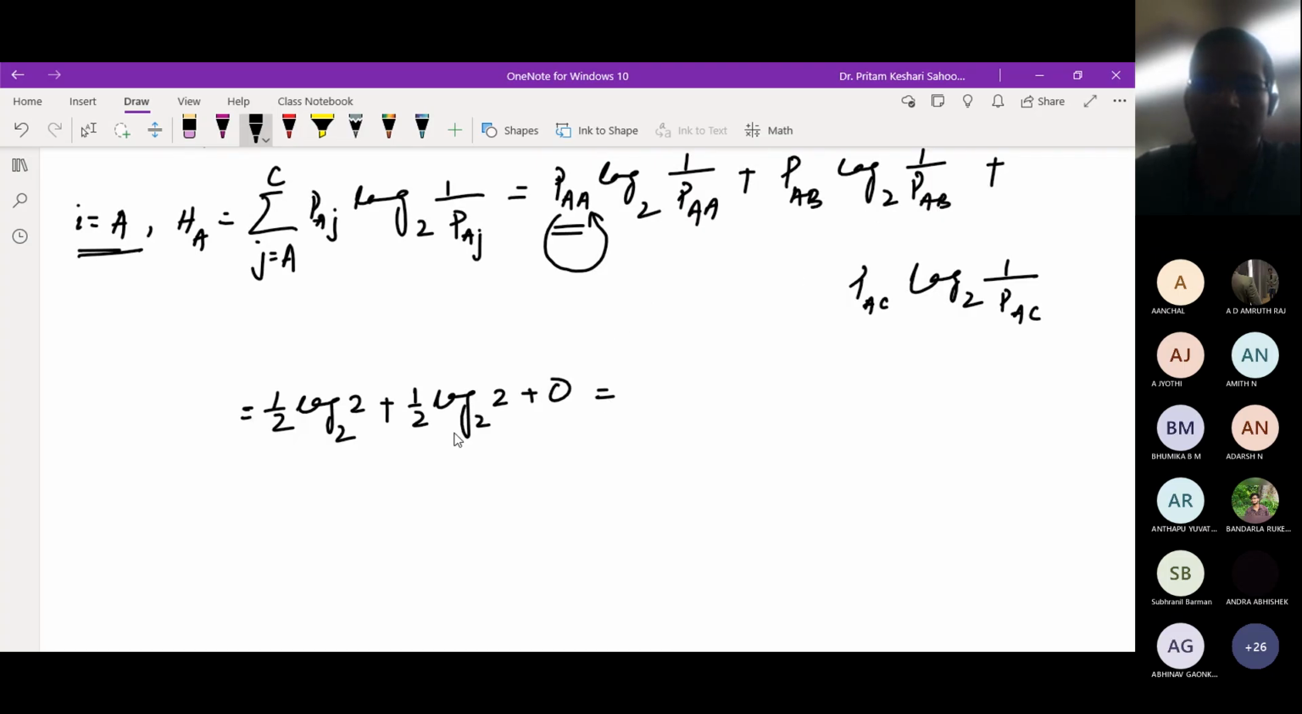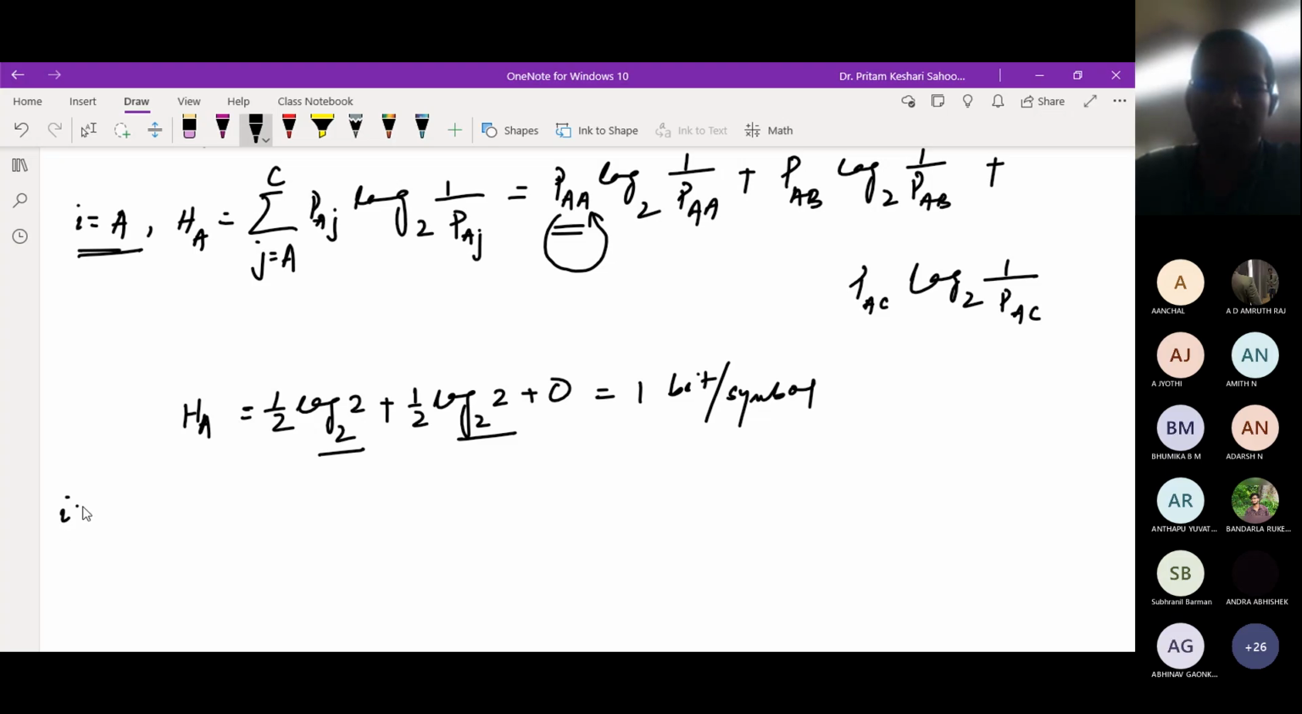So we know what is log base 2, it will be 1. 1 multiplied with half will be half. So here half plus half will be 1. So the answer is 1 bit per symbol. This is the value of H of A.